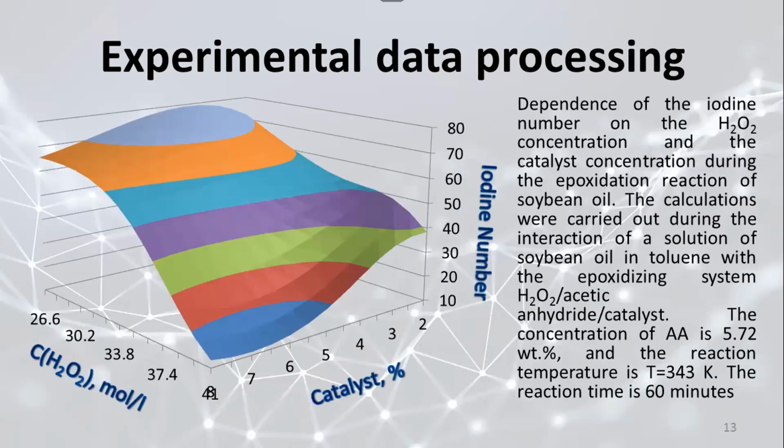This figure shows the dependence of iodine number as a result of experiments, which is predicted not to be formed as a result of training on a sample set of experimental data. Dependence of iodine number on concentration of catalyst and acetic anhydride, which correspond to a 60-minute chemical reaction.